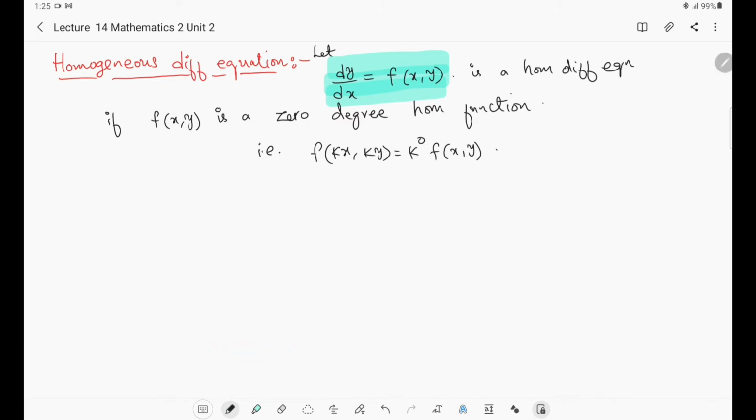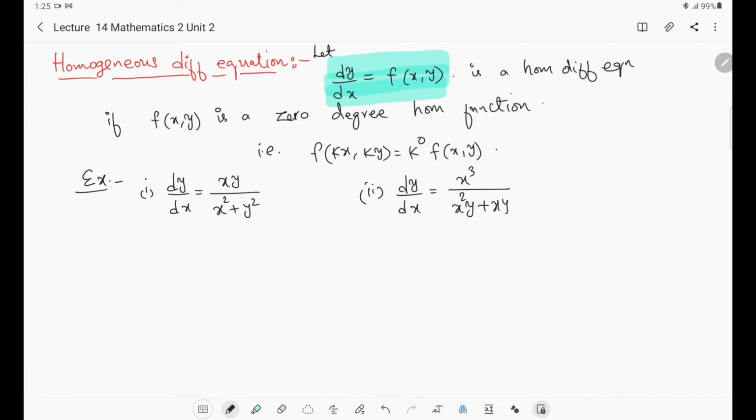Few examples we will see now. First example is dy by dx equals xy by x square plus y square, and second example is dy by dx equals x cube by x square y plus xy square. These are the two examples of homogeneous differential equations.